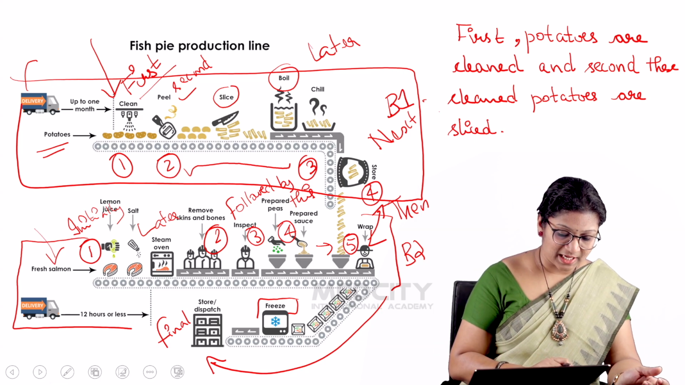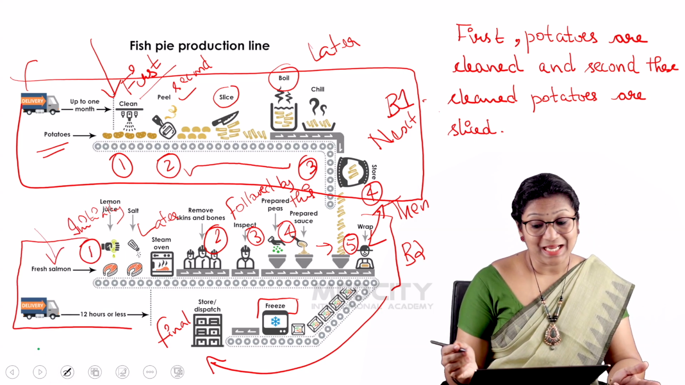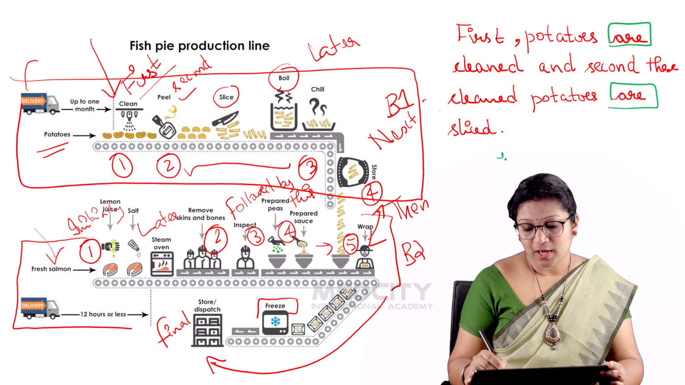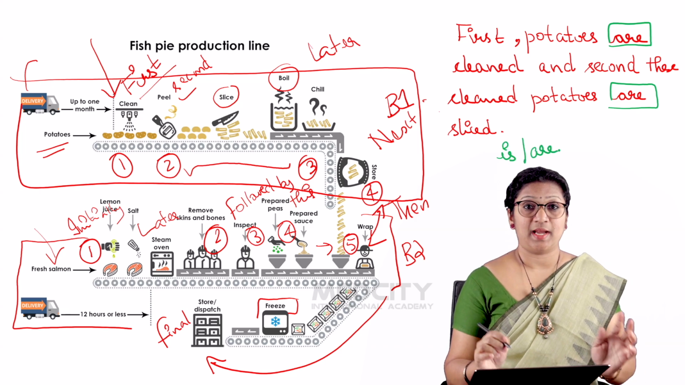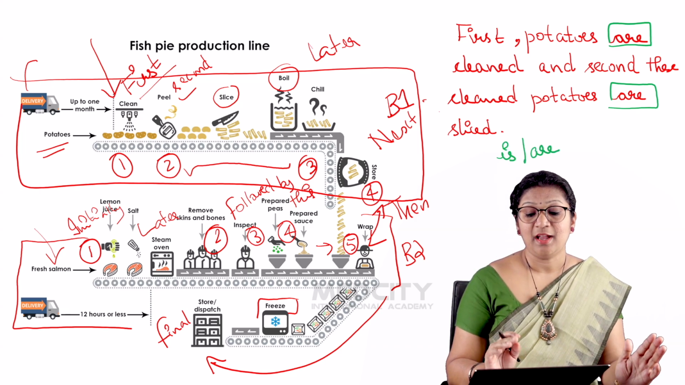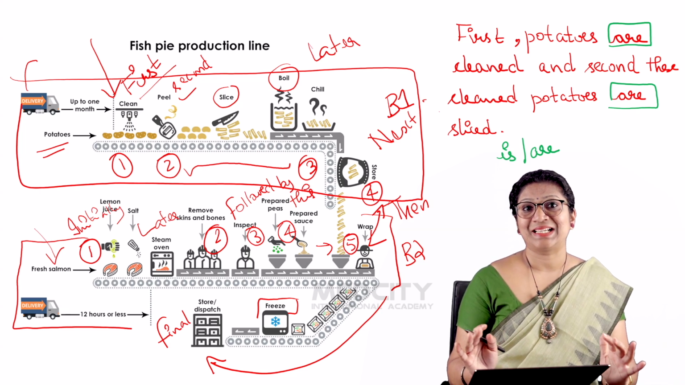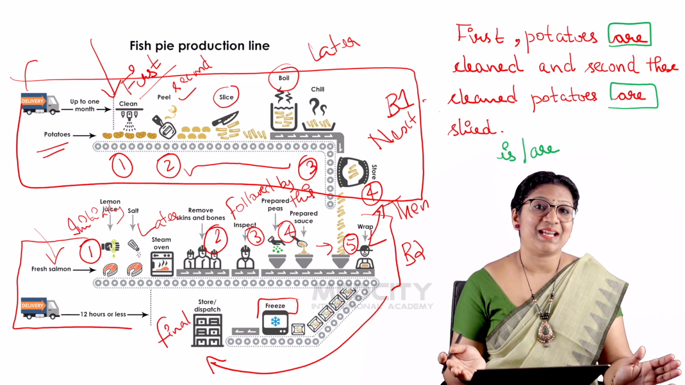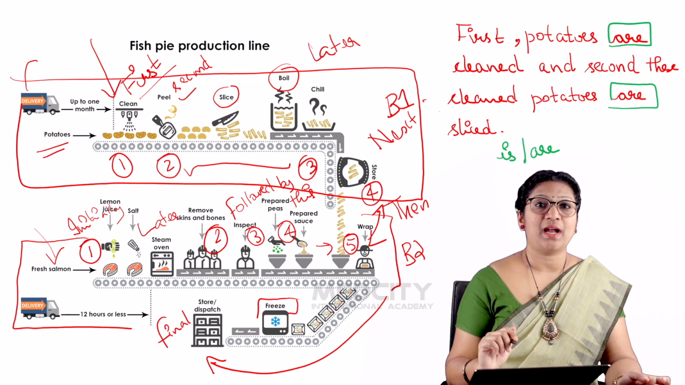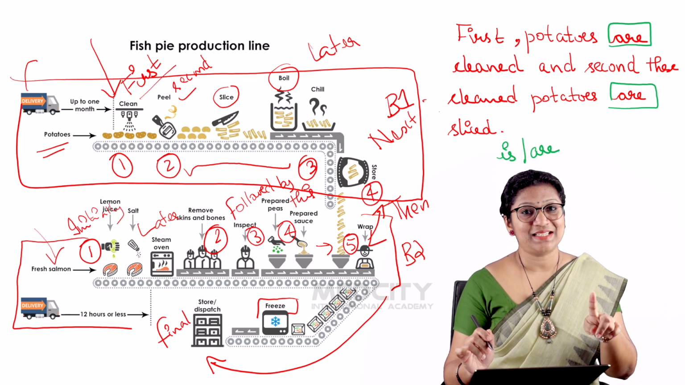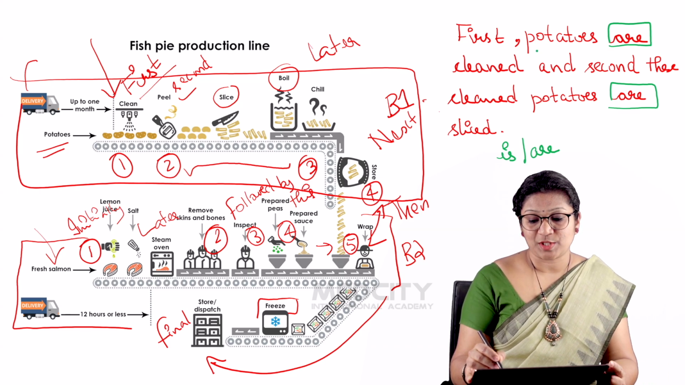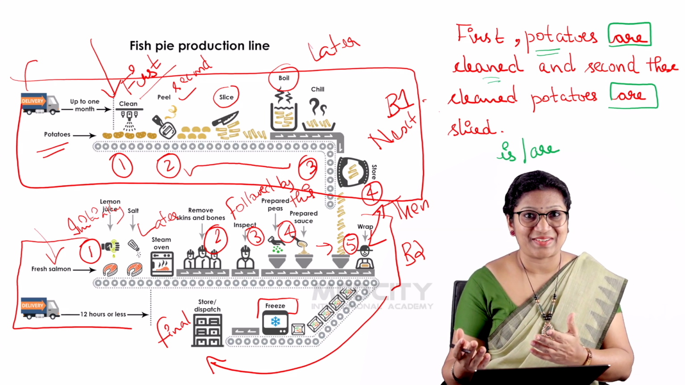So what are the grammar aspects I have focused here? One, yes, the passive, and I'm also using the present. So is or are depending on the number. If I'm talking about a single potato, I would say first, a potato is cleaned, and second, this cleaned potato is sliced. But here, because it's plural, I'm using are. So I'm focusing on the simple present, plus I'm using the passive construction, because here I'm focusing on the object, which is the potato, and the verb, which is the action, cleaned, not on who does the cleaning, right?